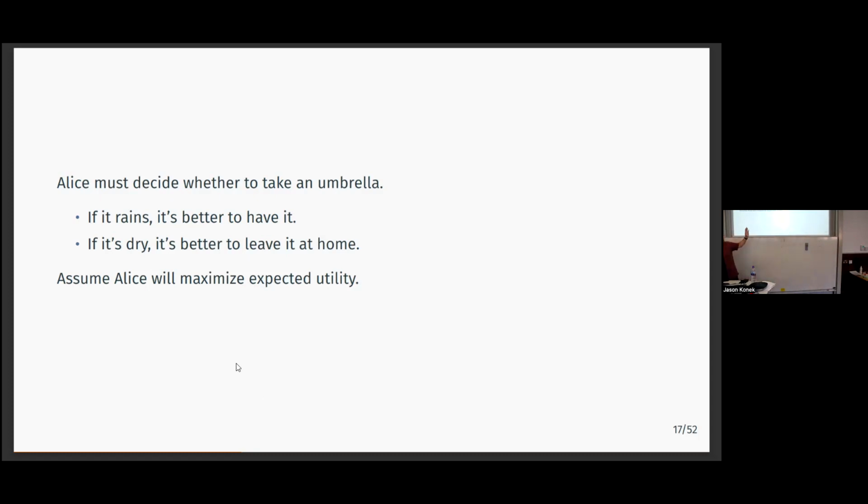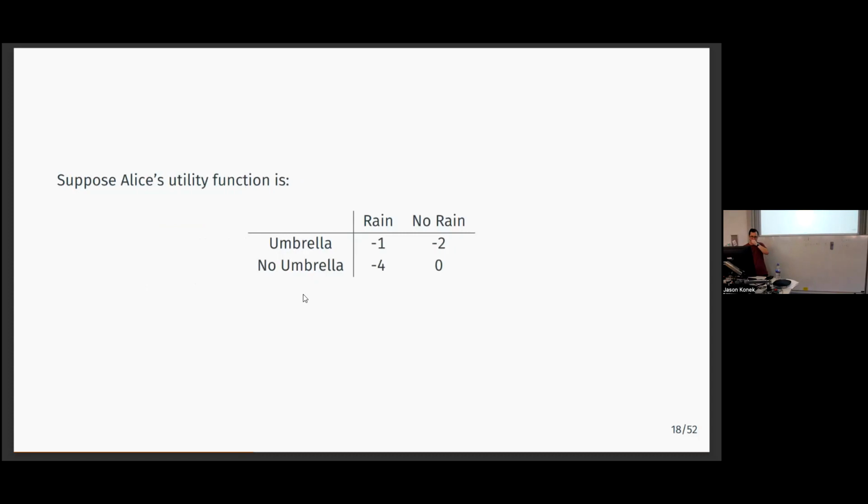Let's just start with a single decision. Very appropriate for Bristol: Alice is deciding whether to bring an umbrella. If it rains, it's better to have it. If it's dry, it's better to leave it at home. And assume she's an expected utility maximizer.